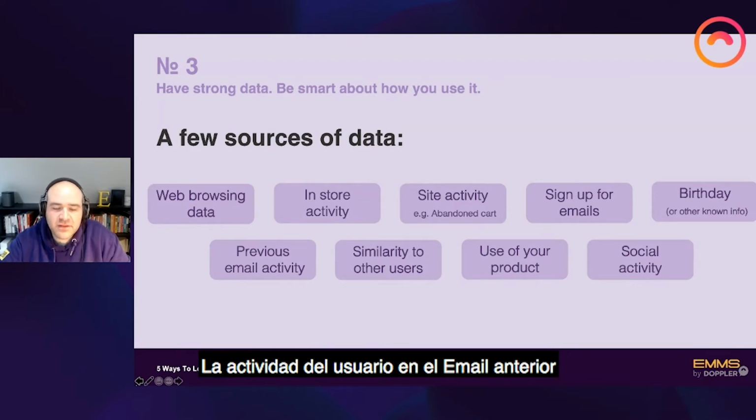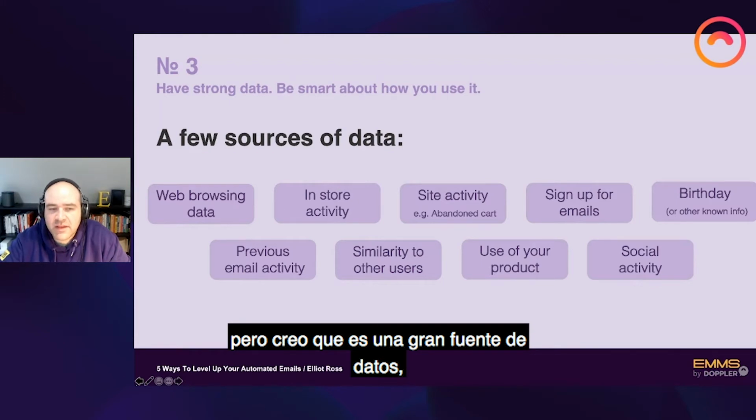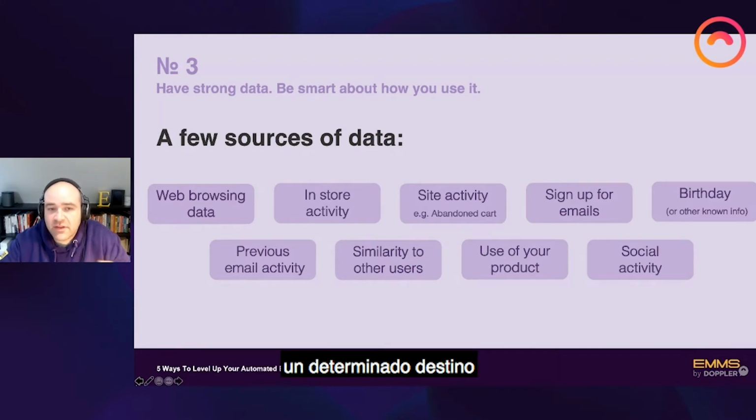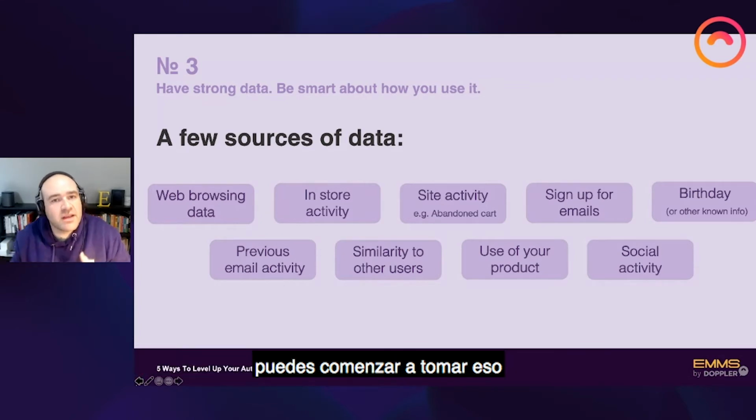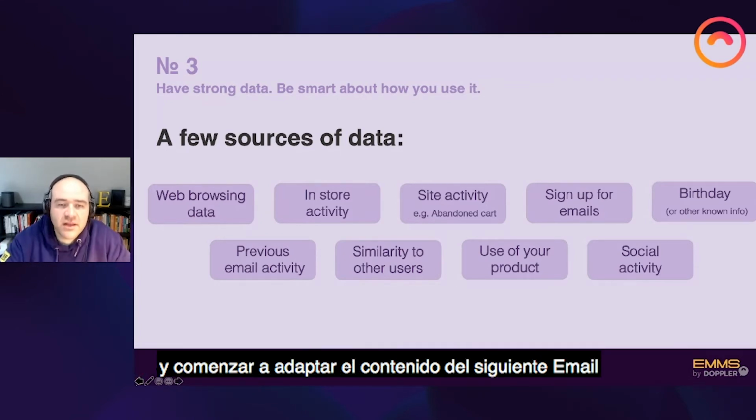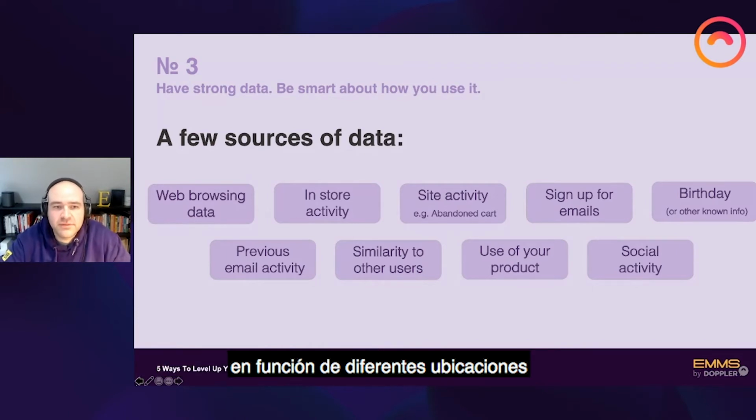Previous email activity is something that we overlook quite often, but I think that's a great source of data. So if people have clicked on a certain destination and you're sending travel emails, for example, you could start taking that and start tailoring the next email's content based on different locations that they were interested in, for example.